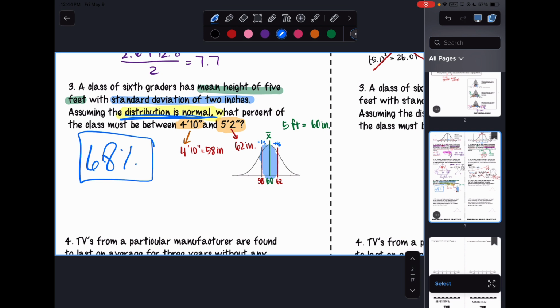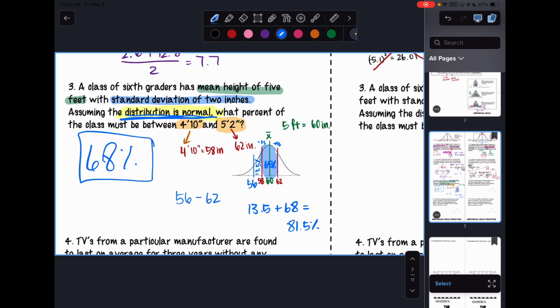Okay? Now, what if I ask for down to 56 inches? But I wanted just what percent of the students fall between 56 inches and 62 inches? What would you say? Plus 13, right? Is it 13 or 13.5? 13.5. So that 13.5 needs to be added to what number? Say 60, this would be 81. There you go. So 13.5 plus 68 is 81.5%. Does that make sense?